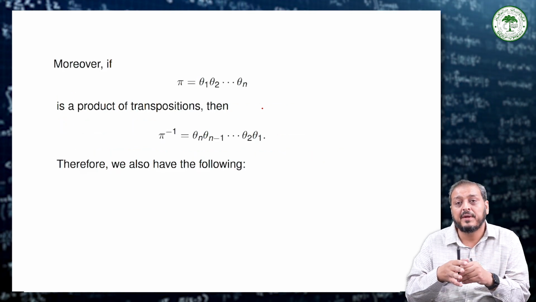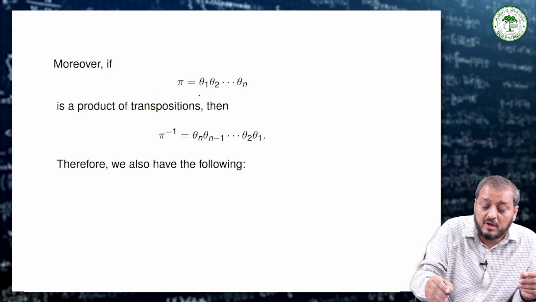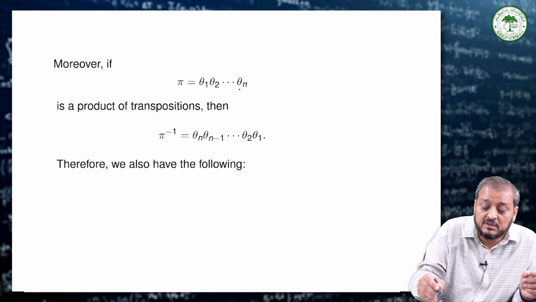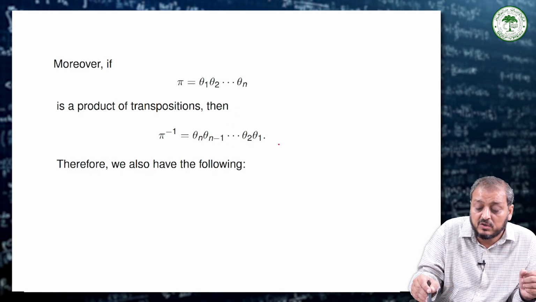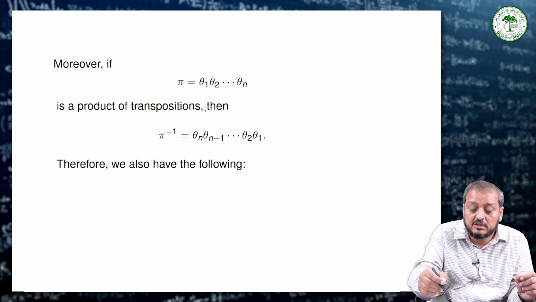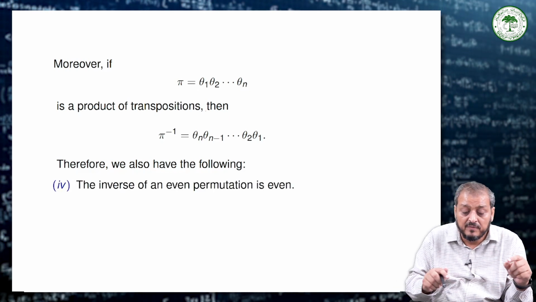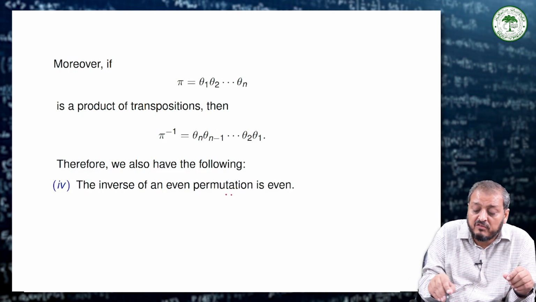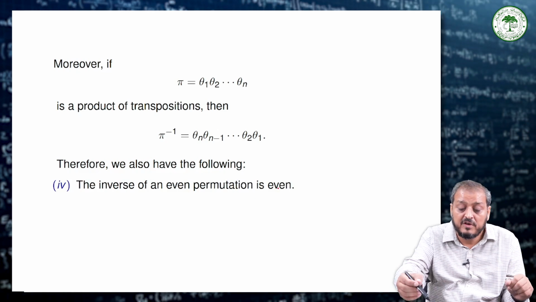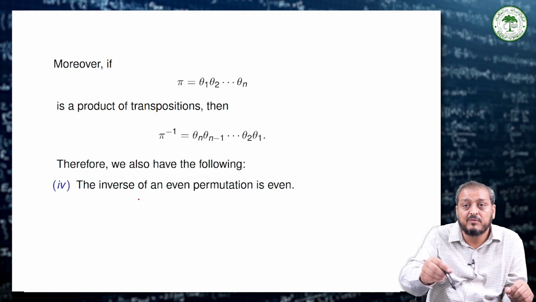And now moreover, if pi can be written as a product of transpositions theta_1 ... theta_n, then pi inverse can be written as theta_n ... theta_2 theta_1, a product of transpositions. Then we have pi pi inverse equal to identity. Then we have the following: the inverse of an even permutation is even.